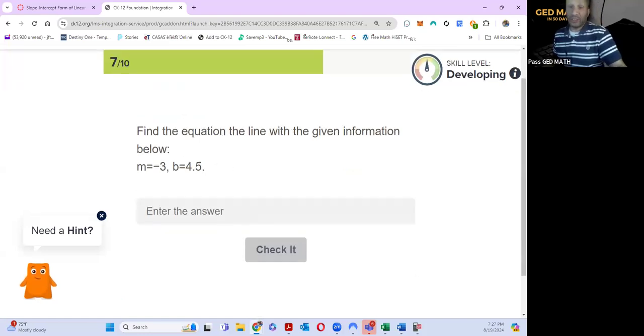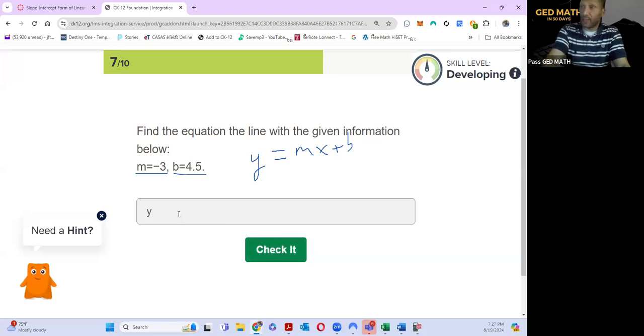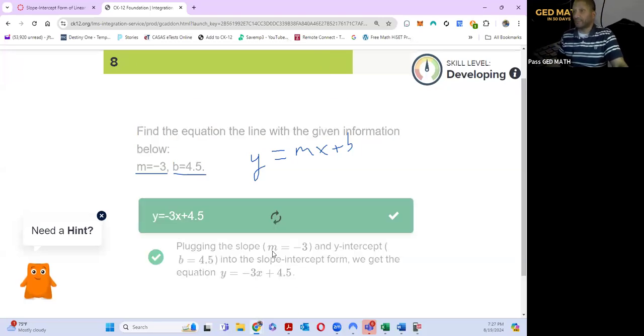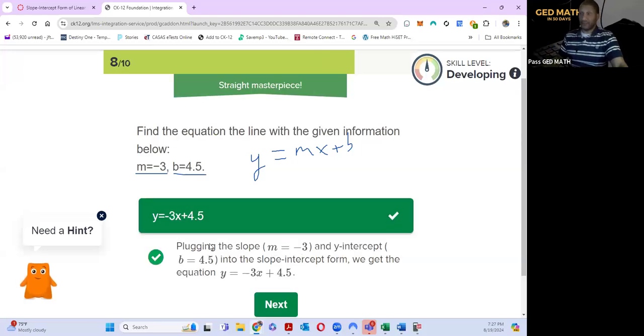Find the equation of a line with the given information. I know m is my slope, b is my y-intercept. I want to put it in the form y equal mx plus b. So when I get to here, I already know what m is. So y equal minus 3x plus 4.5. Check. That's easy. But that's starting with something you know.